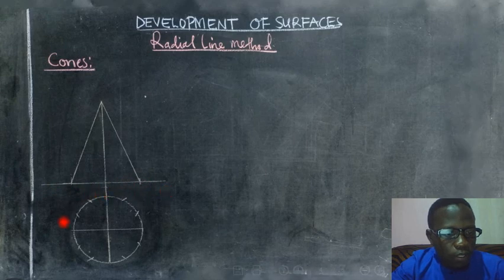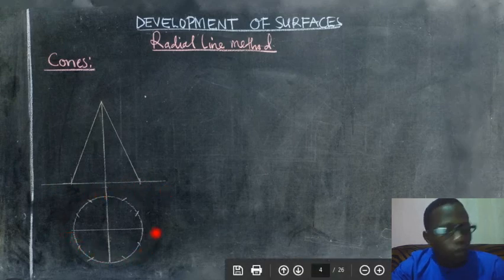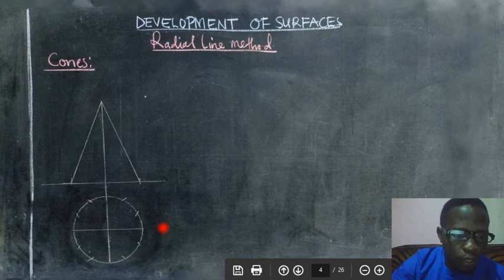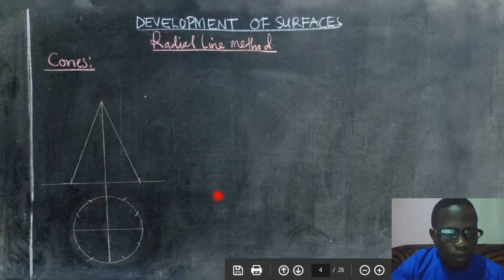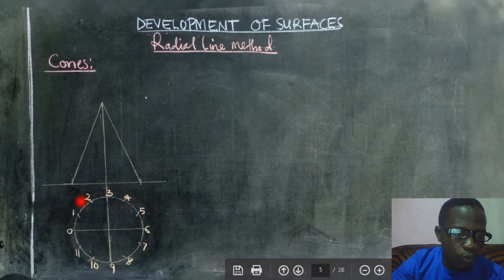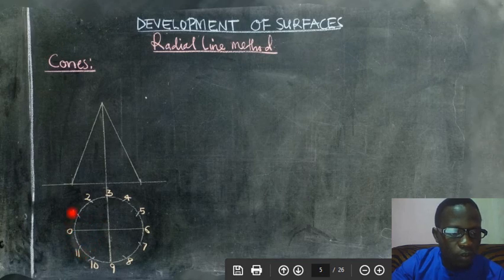Now, what we do here, we first divide the circle into 12 equal parts, as you can see, and after dividing, you label your circle, as you can have it there still, from 0 up to 11. So when you label this circle, you discover that you have created the points for plotting.